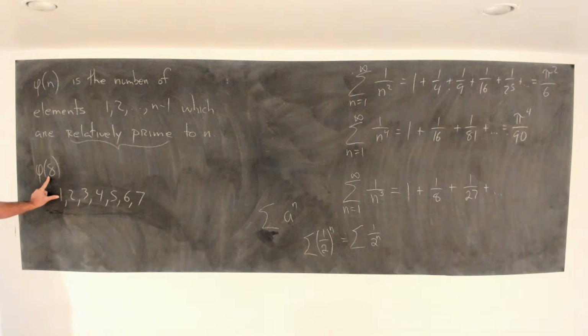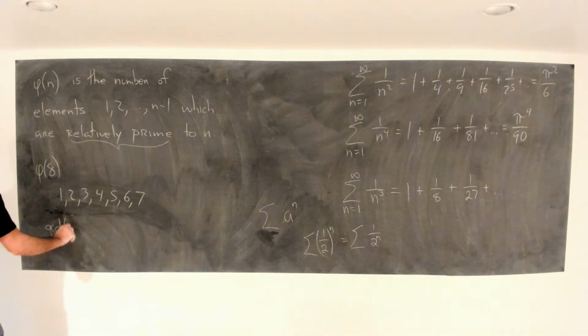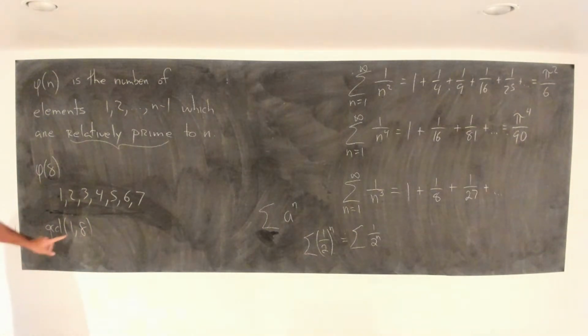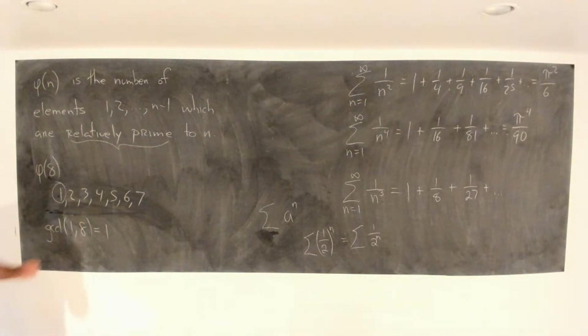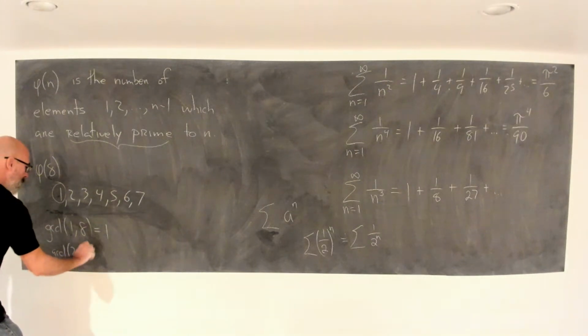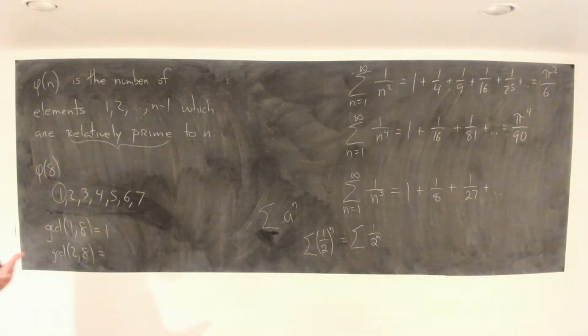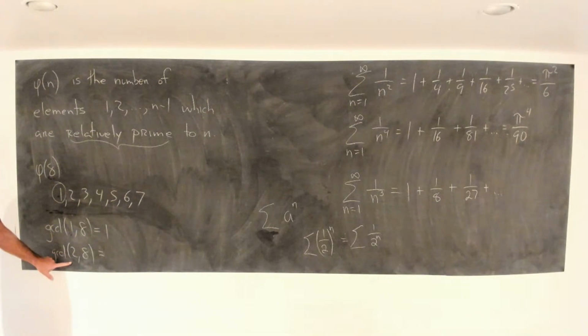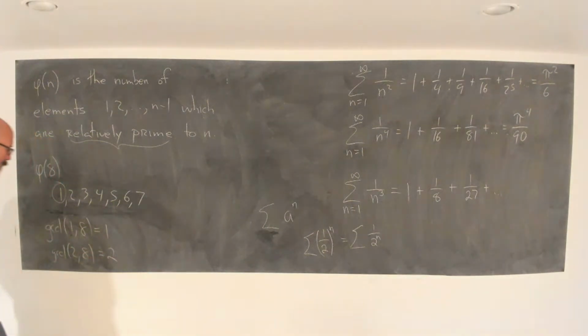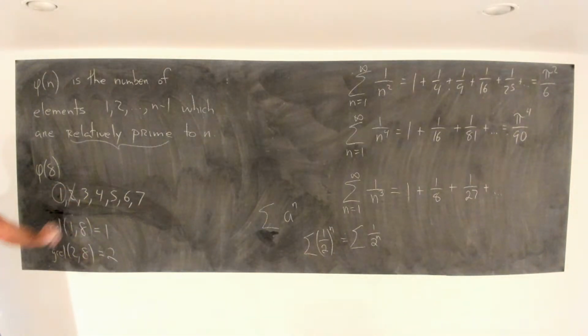So let's ask the question. What is the GCD of 1 and 8? Well, that's easily seen to be 1, right? The only number that divides 1 is 1. So the GCD has to divide both 1 and 8. That's equal to 1. So 1 is relatively prime to 8. What about the GCD of 2 and 8? What is the largest number that divides both 2 and 8? Certainly 1 does, but 2 does as well. So 2 is not relatively prime to 8.